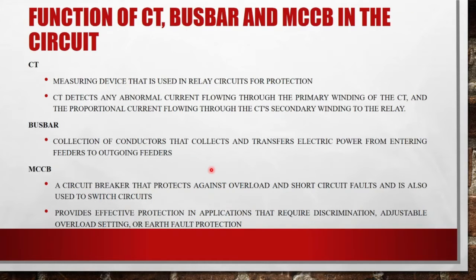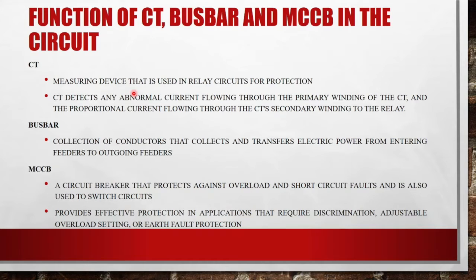Next, I will explain the function of CT, busbar and MCCB in the circuit. As we know, a current transformer is a measuring device that is used in relay circuits for protection. CT is an important measuring device for alerting any relay or circuit breaker. It gives alerts when it detects any abnormal current. There will be a CT for each relay arrangement to measure the current flowing in the main wiring circuit. The CT detects any abnormal current flowing through the primary winding of the CT and the proportional current flowing through the CT secondary winding to the relay.